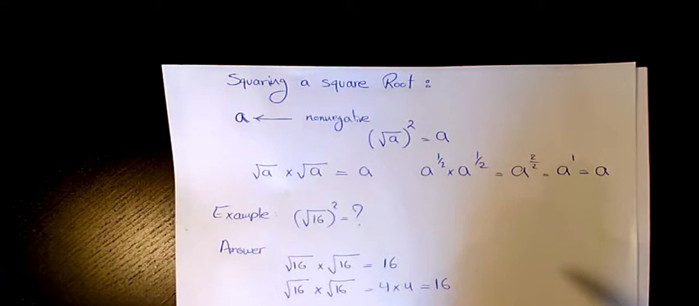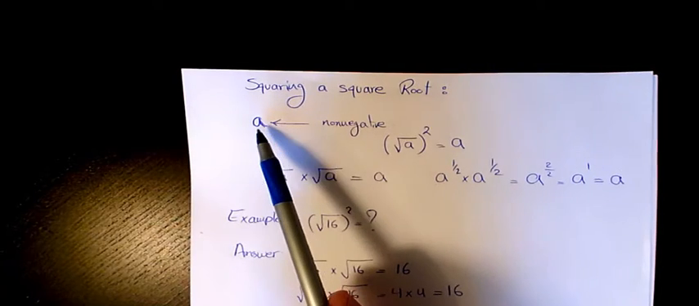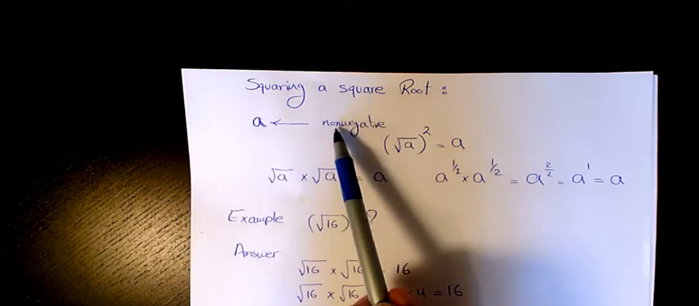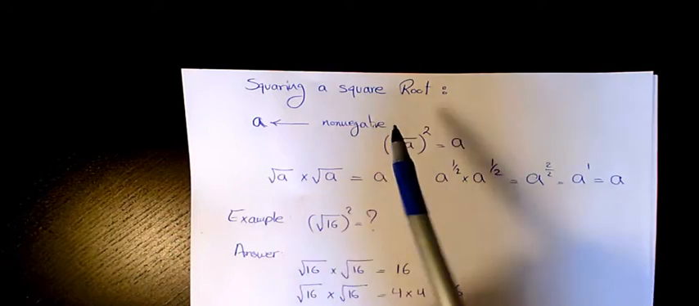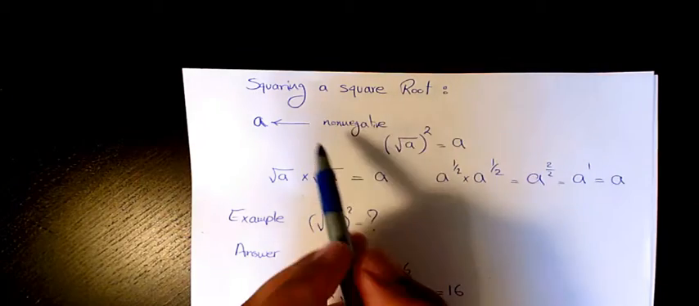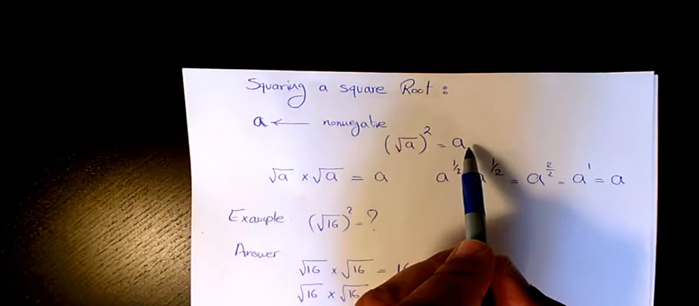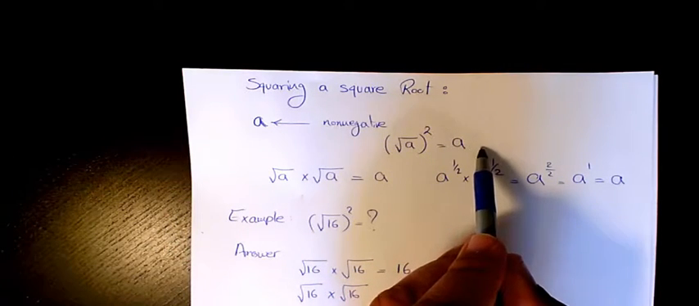In this video I want to talk about squaring a square root, which means that if we consider a number called a, and this number is supposed to be non-negative, which is 0 or positive, it can be 0 and positive, the square root of a to the power of 2 will be equal to a. Square root of a to the power of 2 is going to be equal to a.